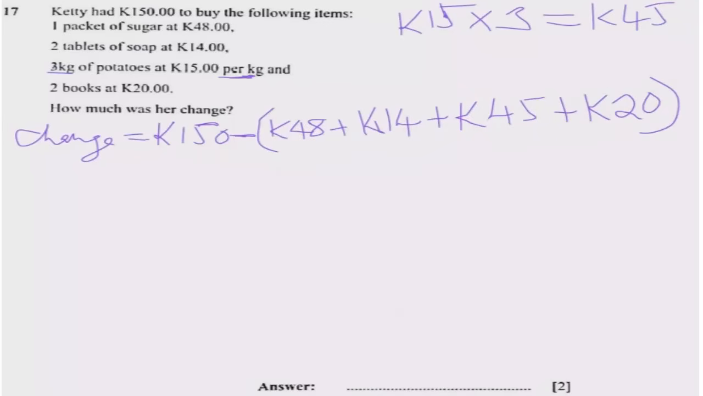So what we need to do first is find the sum of the numbers we have in brackets. That means we're going to write 150 kwacha the way it is, then minus. 48 plus 14 will give us 62. 62 plus 45 will give us 107. 107 plus 20 will give us 127. So I'm using my mental arithmetic.